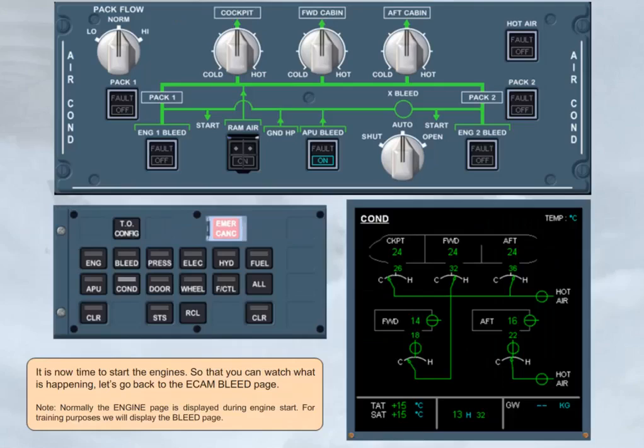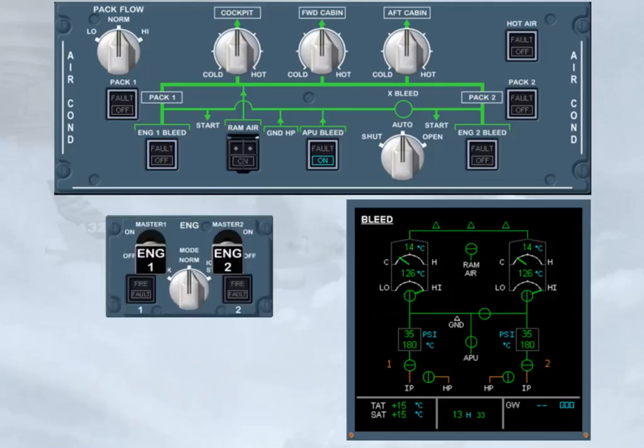It is now time to start the engines. So that you can watch what is happening, let's go back to the ECAM bleed page. Note, normally the engine page is displayed during engine start. For training purposes, we will display the bleed page as soon as the engine mode selector is set to ignition start. The pack valves close. This is so that all of the APU bleed air can be used to start the engines. Note: if it takes more than 30 seconds to set the engine master switch to on, the pack valves reopen. They will close again when the engine master switch is set to on.